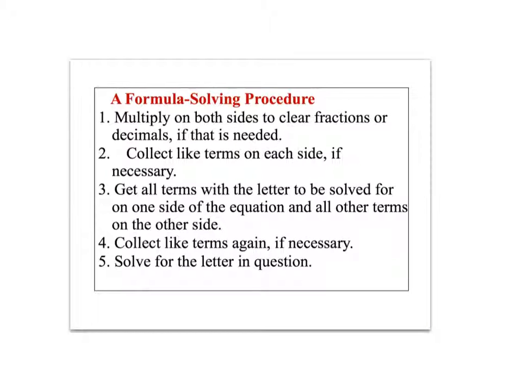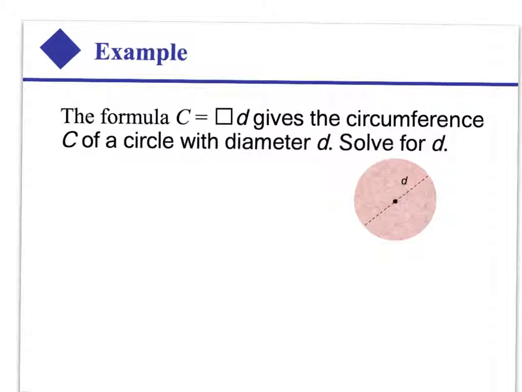So when you're working with formulas, the best way to do it is to multiply on both sides to clear fractions or decimals if that is needed. Collect like terms on each side if necessary. Get all the terms with the variable, or the letter, as you call it, to be solved for on one side of the equation and the terms on the other side. Okay? Collect the like terms again if necessary and solve for the letter in question.